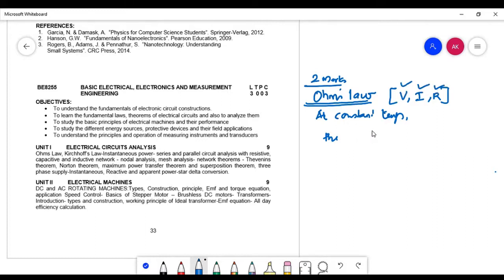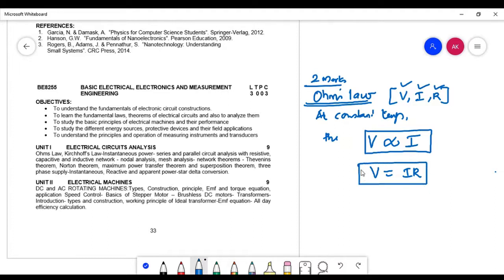For these MCQs, you can remember only this equation. At constant temperature, voltage is directly proportional to current. If you insert a resistance, replacing the proportionality with an equal symbol, it becomes V equals I into R. This is the equation you need to remember for the rest of the Ohm's law questions.